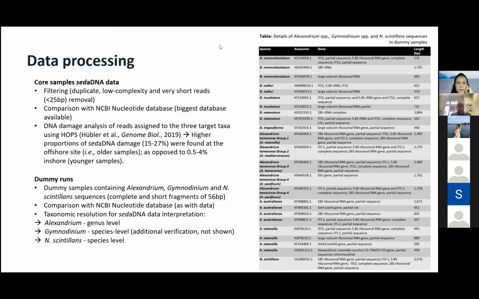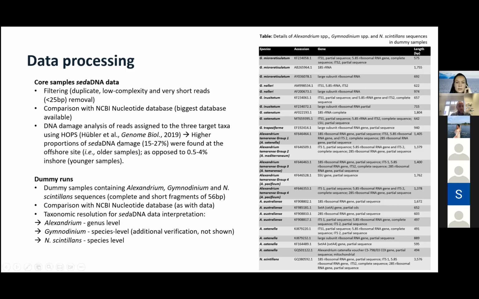We also did some damage analysis of this, and again we found for the offshore core some damage of those particular dinoflagellates that were up to 27%, very similar to the previous results. The inshore core is much younger. It's only about 140 years old, and so the damage patterns here were much lower, which was expected.